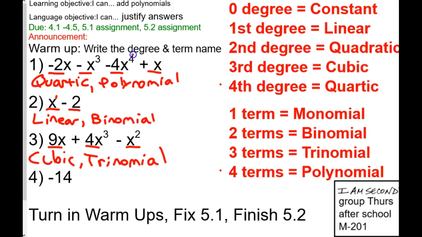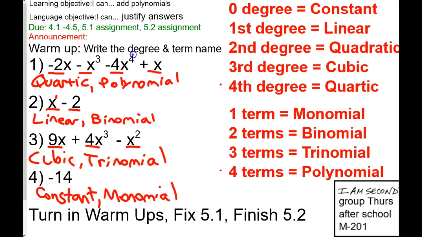Now, last one. If it's just a number, so the 0 degree means it's called a constant. So that's a newer one from today. A constant number. And if it's 1 term, that's a constant what? Monomial.